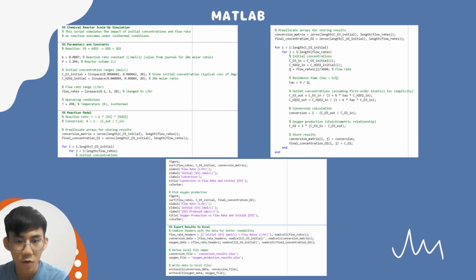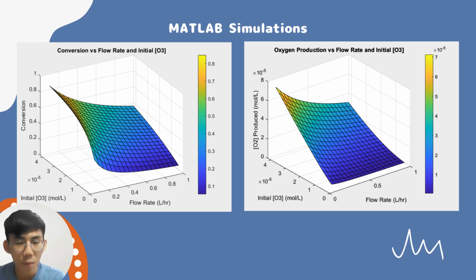These are the MATLAB scripts, and these are the outputs of the MATLAB simulations, where we can see the conversion versus flow rate and initial ozone concentration, along with oxygen production from the same parameters.